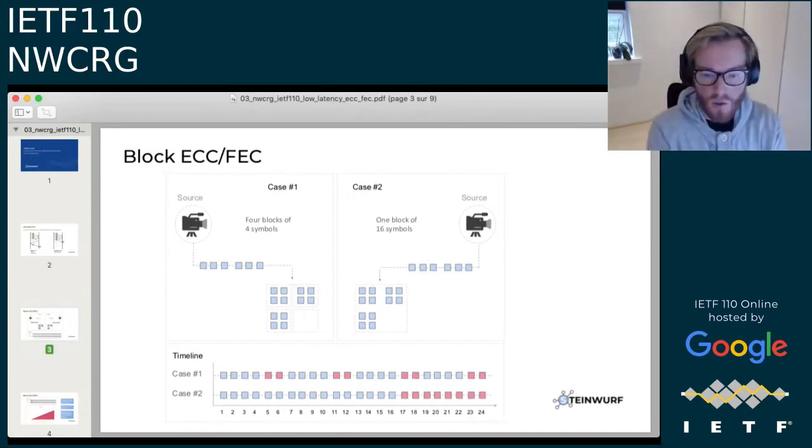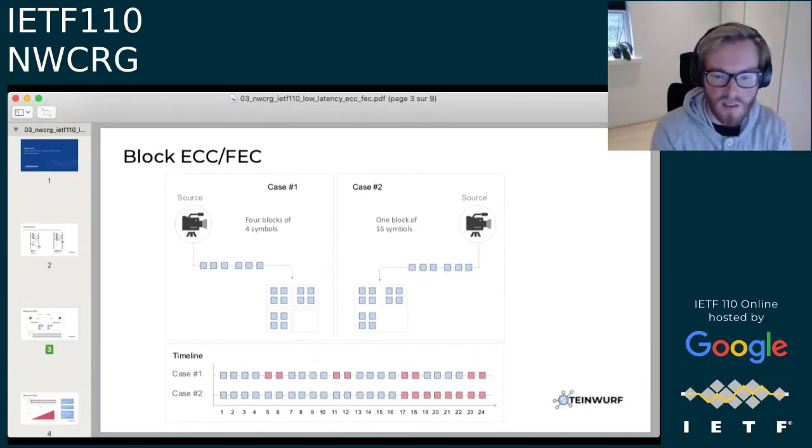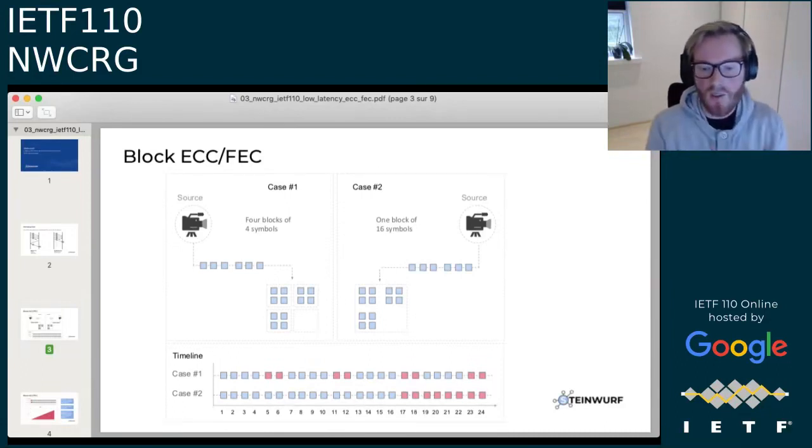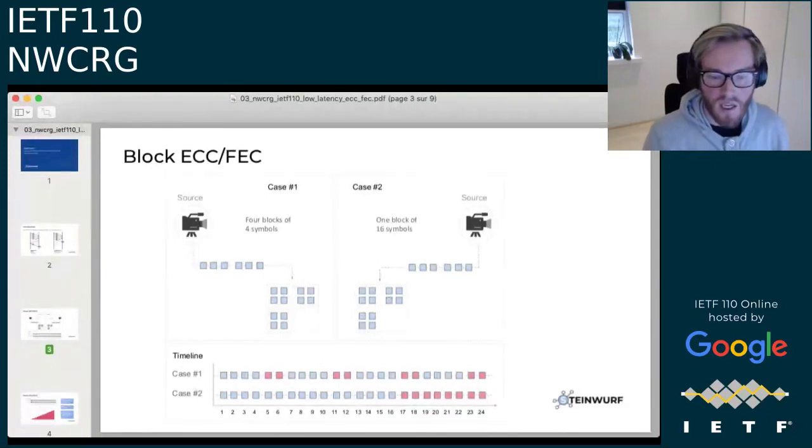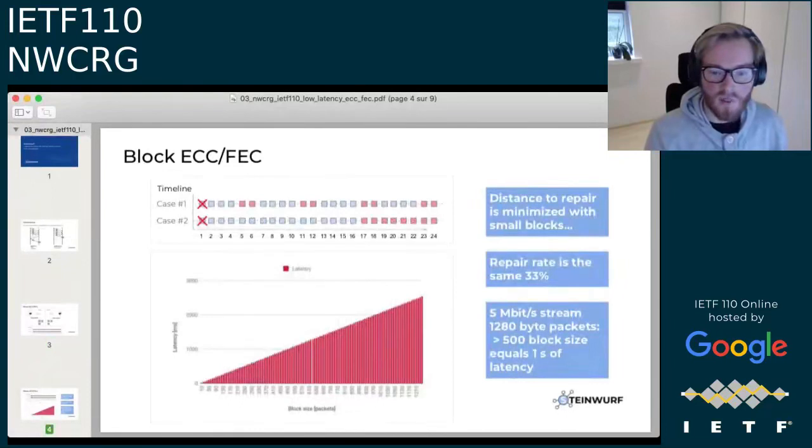And if we look at what the repair pattern looks like for those 2 different cases, in the timeline at the bottom, you can see in case number 1, we are taking our 4 data packets and then generating 2 repair packets, then the next 4 data packets, 2 repair packets, and so forth, and the process continues. Whereas in case number 2, we are collecting the 16 data packets, and then we are generating the 8 repair packets.